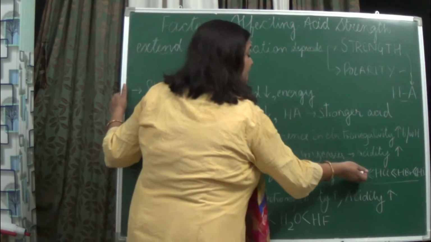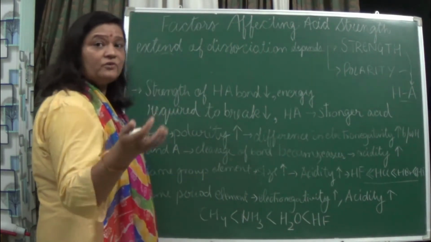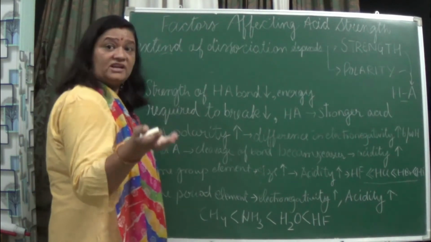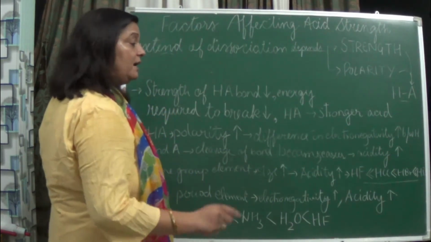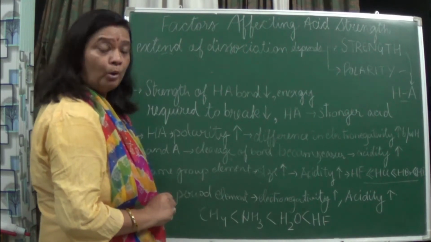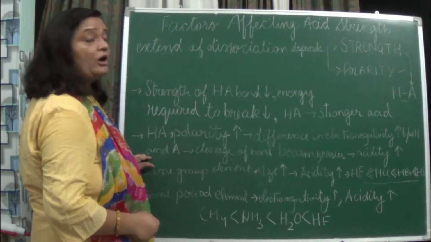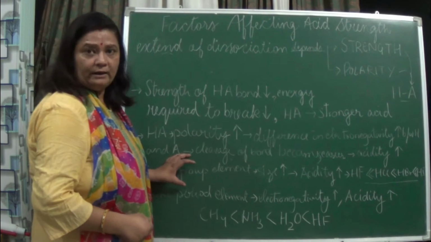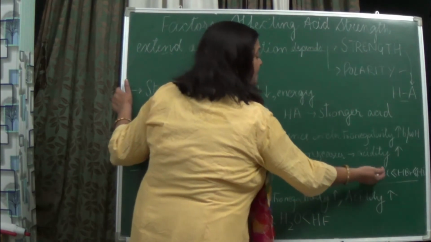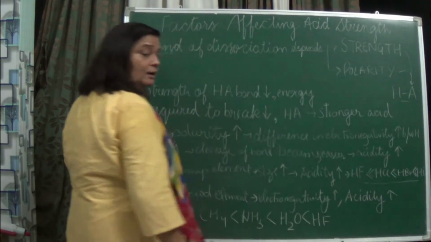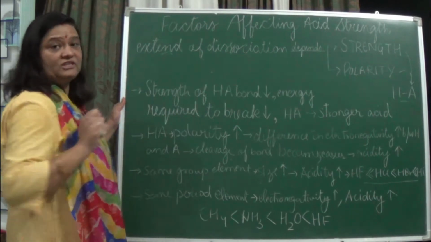If we talk about polarity, it is very high in HF, since fluorine is very electronegative, the most electronegative element. But still the acidity of HI will be more, because the size of iodine is more. Where the size is less, there will be a strong bond, for acids of the same group elements. So the least acidic will be HF, then HCl, then HBr, and HI will be the most acidic one. This is dependent upon the size of the element with which hydrogen is joined.